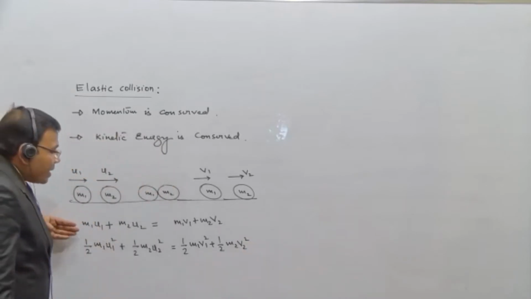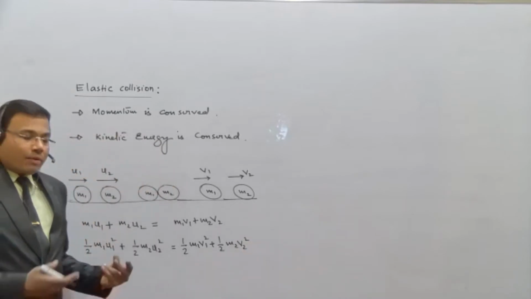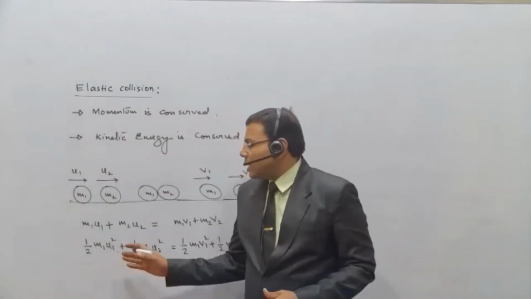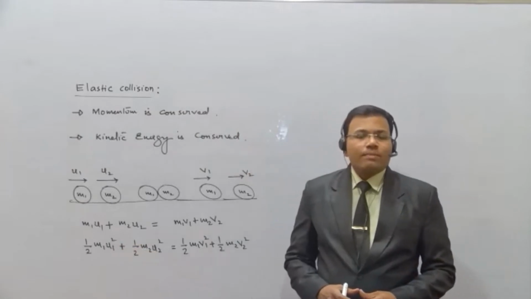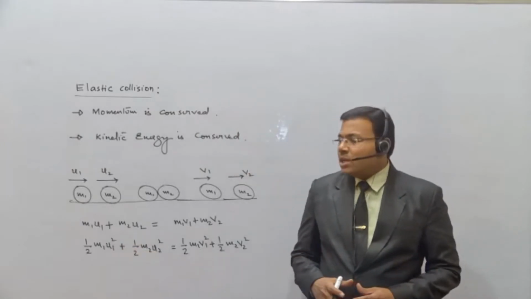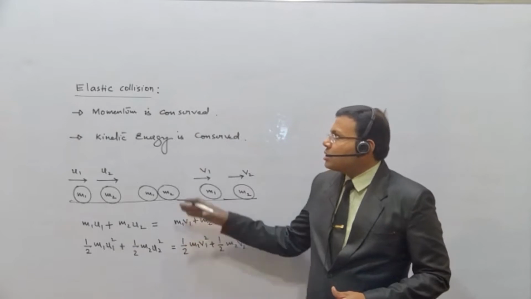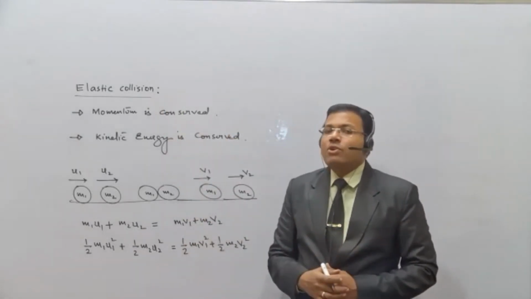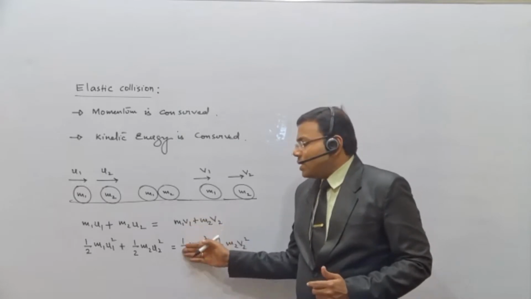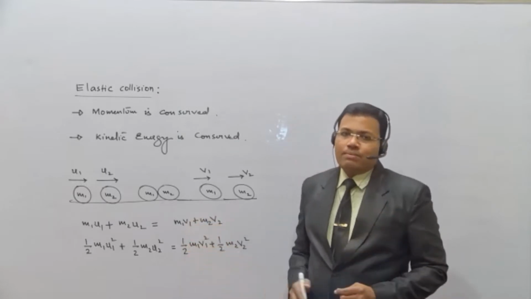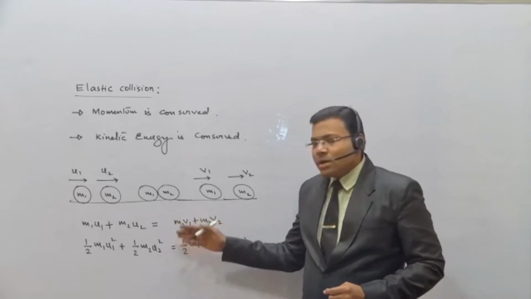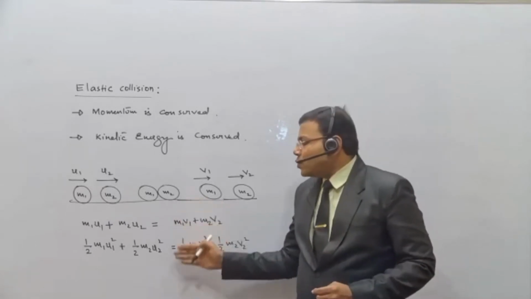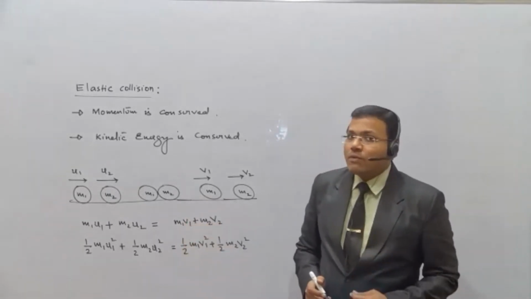Now students, we are getting two conditions. One condition is for the conservation of momentum, and the other is for the conservation of kinetic energy. These are the two important conditions for elastic collision. The next very important condition for elastic collision comes if you solve these two equations. That solving part we are not seeing here because we are going for the competitive level. So if you solve these two equations, we are going to get a very important condition.